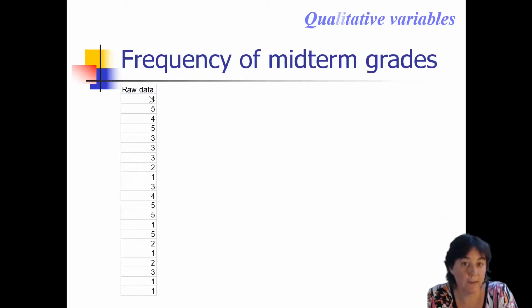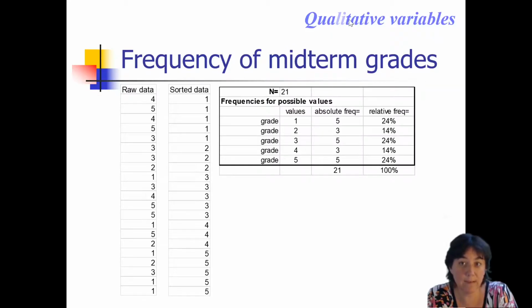This is the raw data. First thing to do with it is sort it, and these are qualitative variables. Here we have grade 1, 2, 3, 4, 5. Grade 1 could also mean fail, and grade 5 means perfect. That means we can order it. It's a nice, let's say, ordinal type variable.